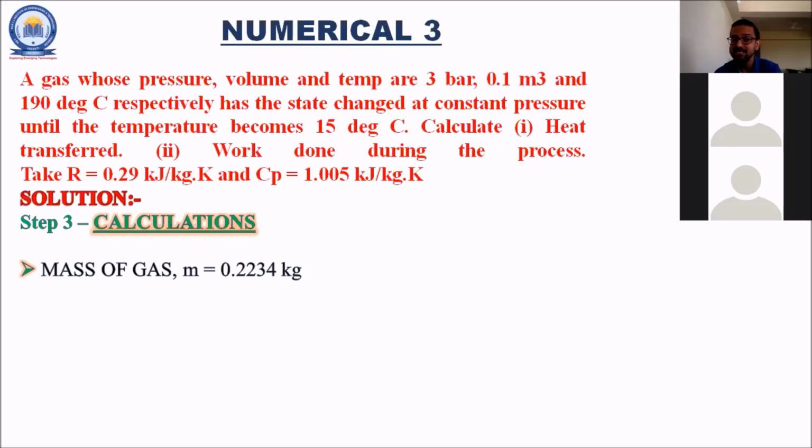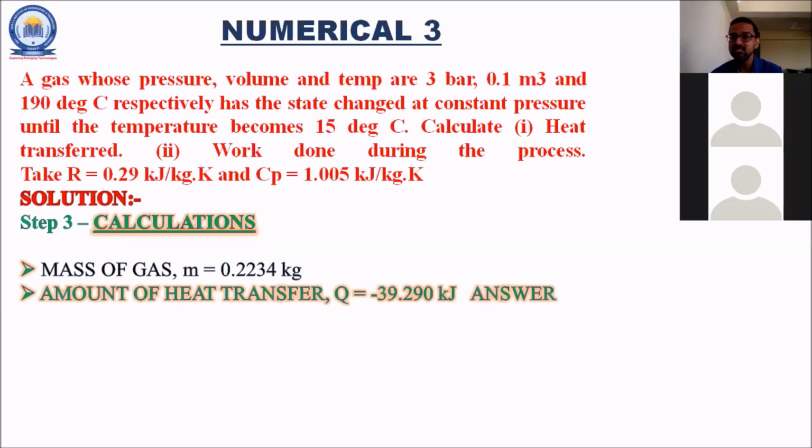If you have got the value of mass m, then you can easily calculate the amount of heat transfer for the constant pressure process. The equation is Q is equal to m Cp (T2 minus T1). All other values are already given. So the first answer of this numerical comes out to be the amount of heat transfer, Q is equal to minus 39.290 kilojoule. Let me know how many students have got this answer. Kindly share your responses in the chat box if you have got the same answer, Q is equal to minus 39.290 kilojoule.